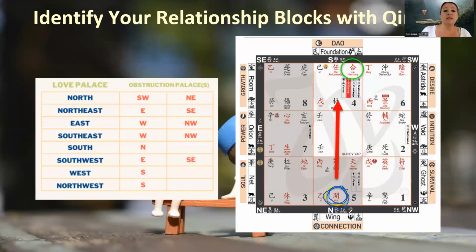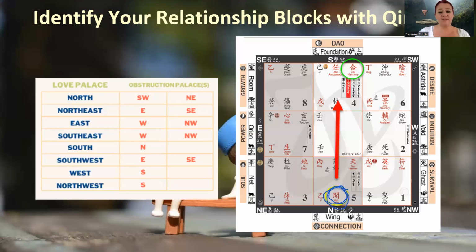So a healthy sexual bond is lacking, and this often indicates that you yourself lack self-love. You need to learn to love yourself a little bit more. So there are two aspects to the rest door if that is in your obstruction palace.